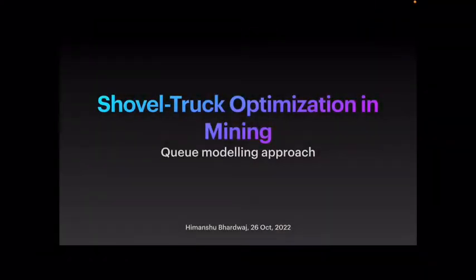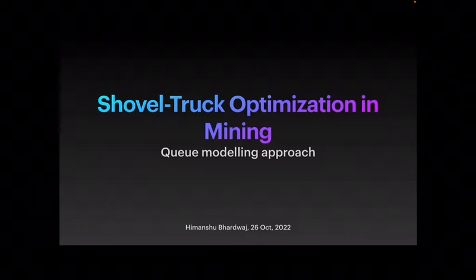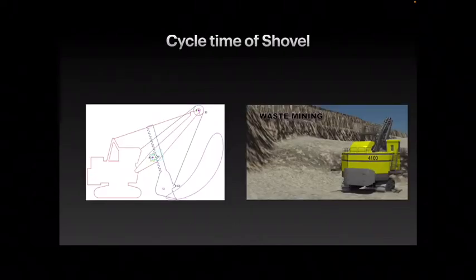So let us start the discussion first. As I discussed earlier, in operation strategy, shovel truck optimization is a very crucial step, and you have to decide the optimum fleet size. Here I'm going to discuss a technique called Q modeling approach, which can be used to optimize the shovel dumper system. In the shovel dumper system, first we have to understand the environment, the system of mining. First we have to understand the cycle time of a shovel.